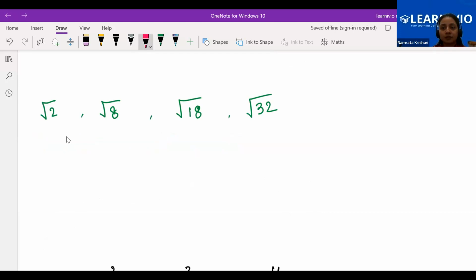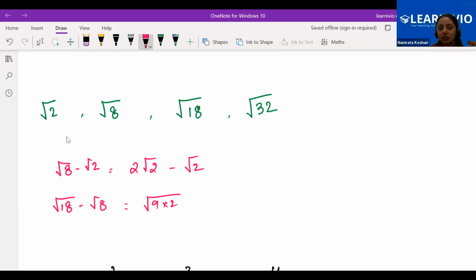Ma'am, no. Let's check it. A2 minus A1. Root 18 minus root 8. Root 8 can be written as 2 root 2 minus 2. Yes, ma'am. Right, Ziana? And root 18, how can we write 18? 9 into 2 is 18. Yes, ma'am. 9 will come out as a 3. And root 8, we know it is 2 root 2. So can we write 3 root 2 minus 2 root 2? That is just root 2. Here also just root 2.